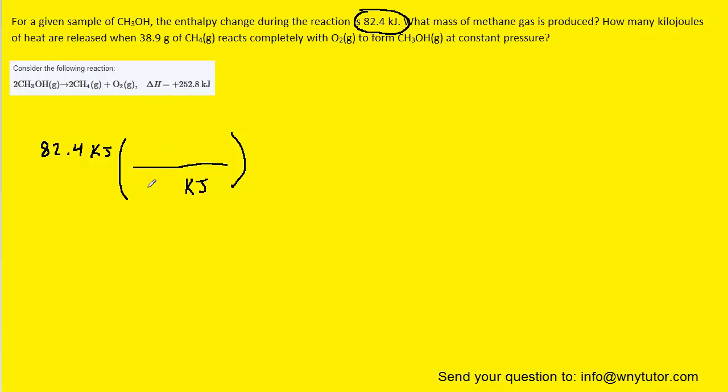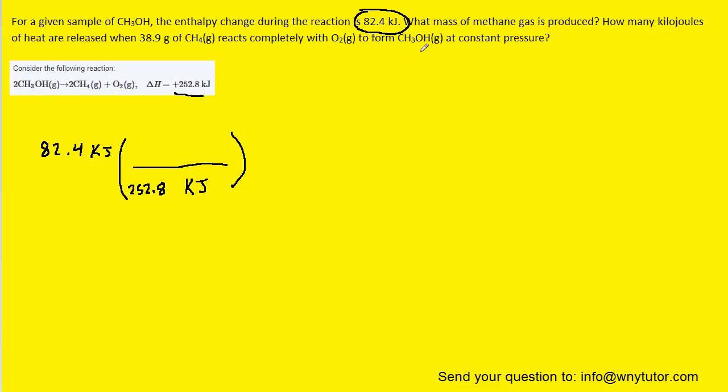In terms of the number of kilojoules, the only other number that's given to us in the problem in kilojoules is this positive 252.8. So we know that we can write that number in the denominator of the conversion. In the numerator, what we're allowed to do is look at the balanced equation and write the number of moles of any of the molecules present.